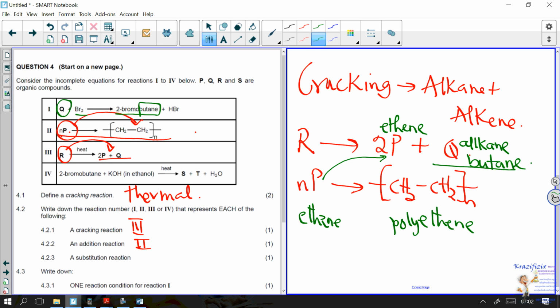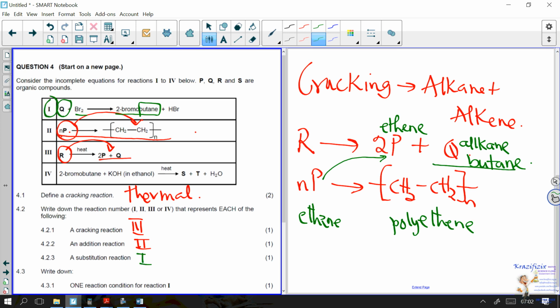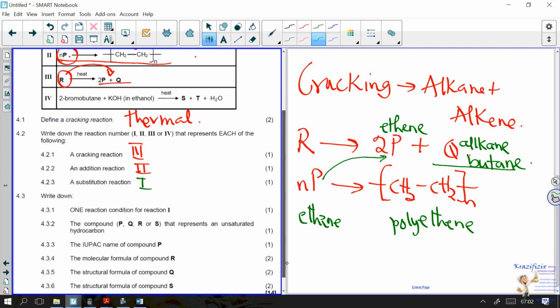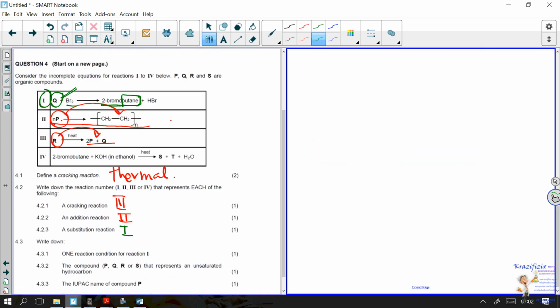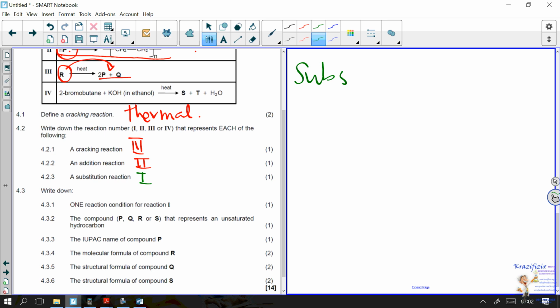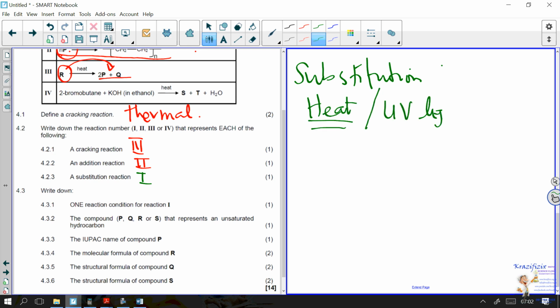All right, so which one is a substitution reaction? It's reaction 1, because it's not an addition: it's a saturated compound there and also a saturated compound there. One of the conditions for reaction 1, a substitution reaction, is heat. Or you can talk about UV light. But if you don't remember that, just use the word heat.